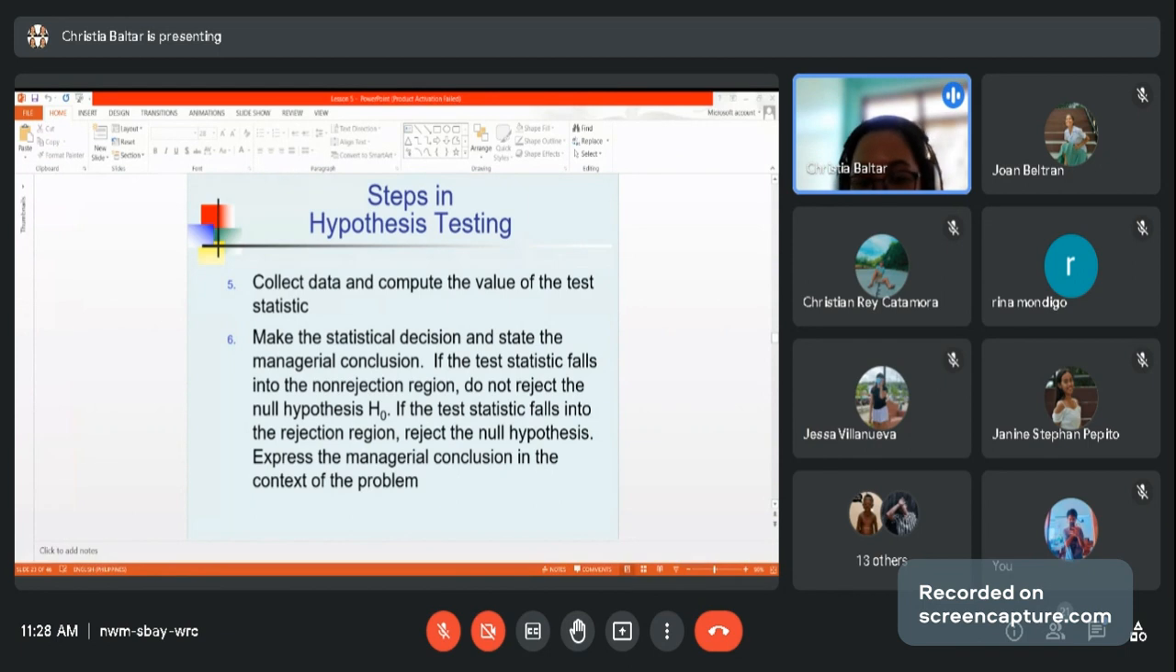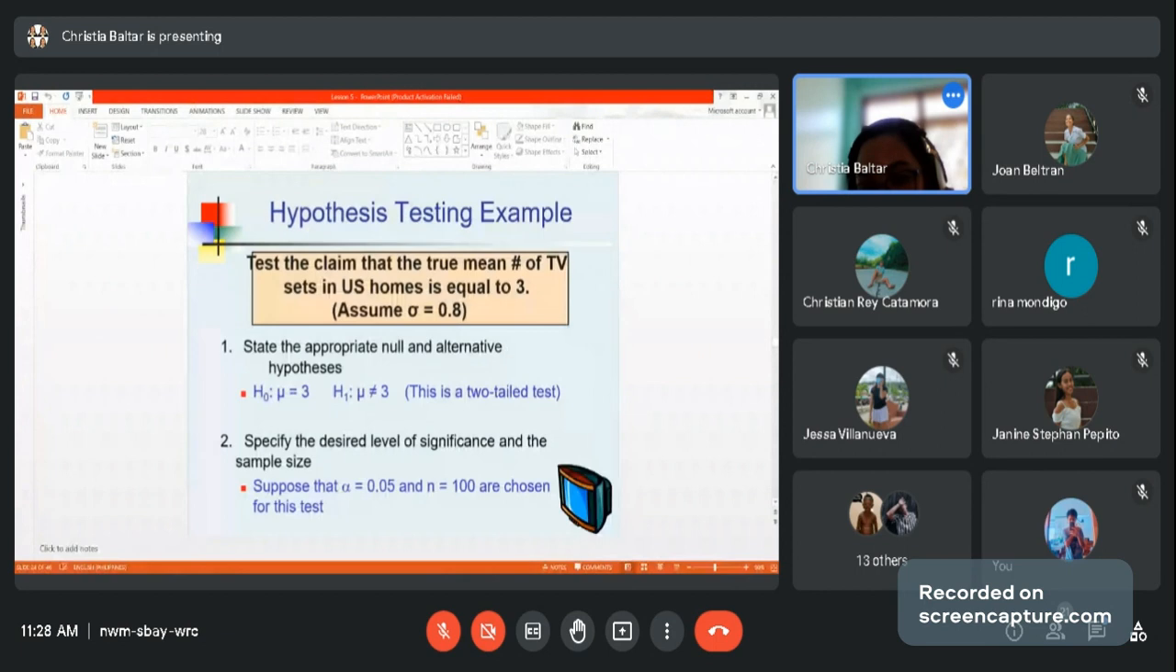So again, the conclusion must answer your problem. You have to answer what is asked in the problem. That's how you state your conclusion. So we have here an example. We test the claim that the true mean number of TV sets in US homes is equal to 3. There is a given assumption: we assume that sigma equals 0.8.